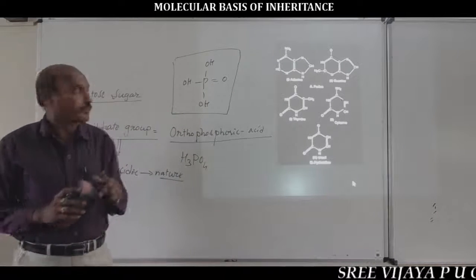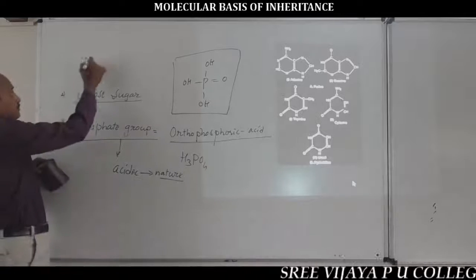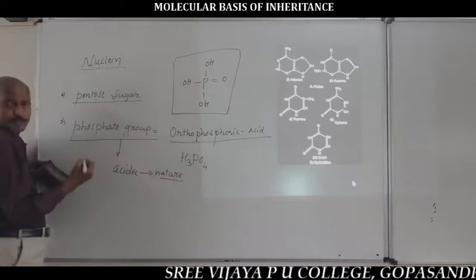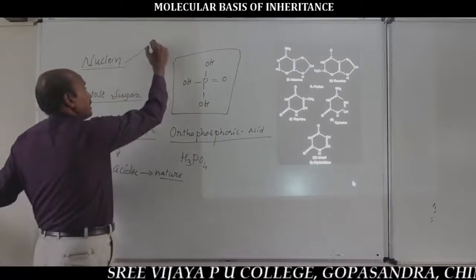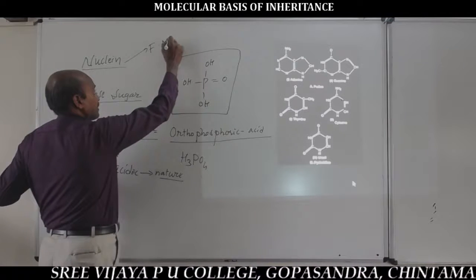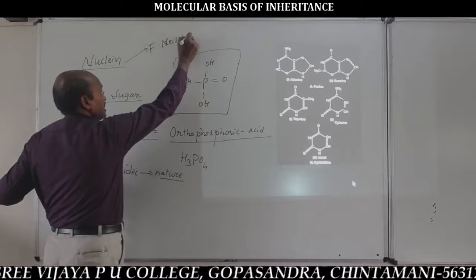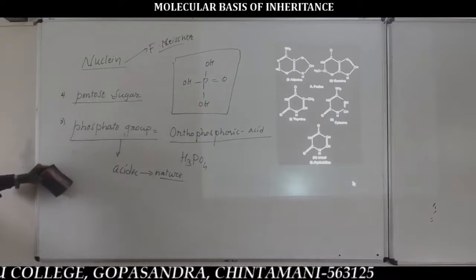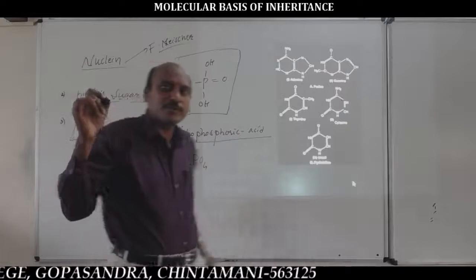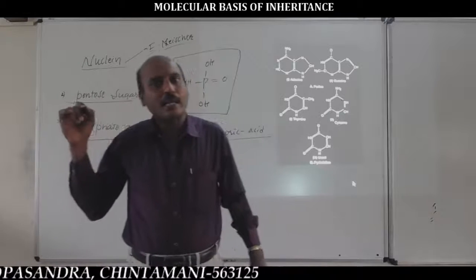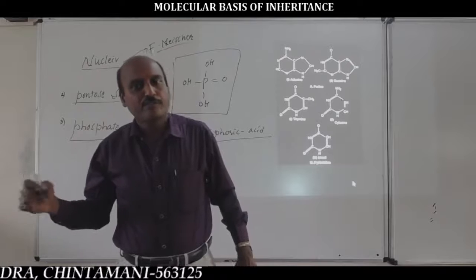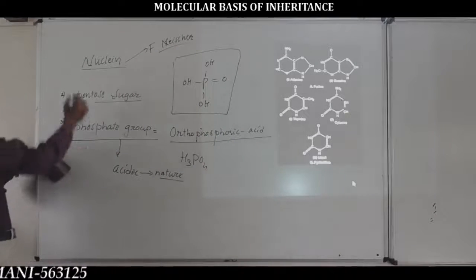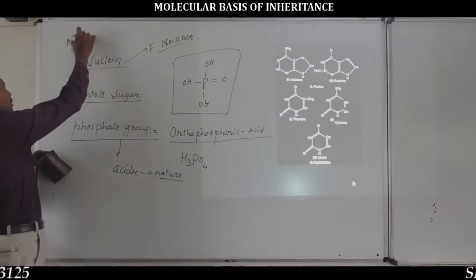Very important. The term nuclein was first given by a Swiss biochemist, F. Miescher, in the cells of pus from discarded hospital bandages. But the same term, nuclein, was later renamed nucleic acid.